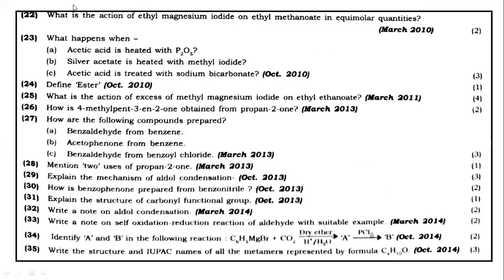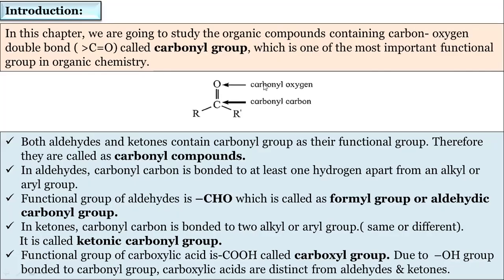Note this. In the introduction part, within 2 minutes I will introduce what is meant by carbonyl compounds. Aldehydes, ketones and carboxylic acids are carbonyl compounds. Carbonyl means they contain a C=O bond. This C=O bond is called the carbonyl bond. Aldehydes, ketones, carboxylic acids and esters all contain carbonyl bonds. This is the carbonyl oxygen and this is the carbonyl carbon. I will directly show some examples here.